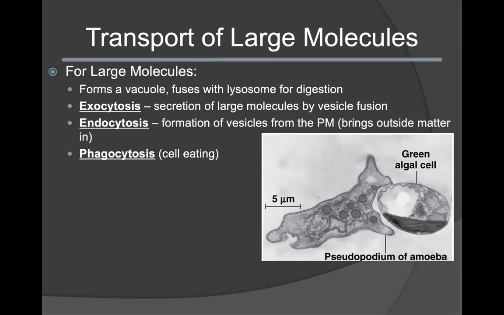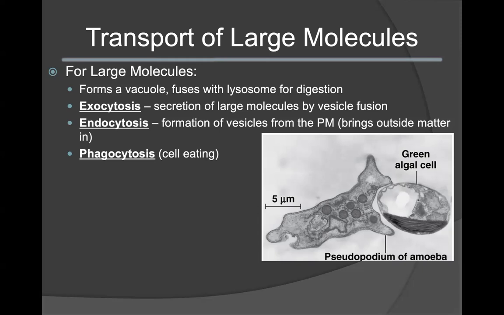Sometimes a cell would like to get large molecules into the cell, or a large volume of molecules, or specific molecules. In this instance, the cell will need to use endocytosis or exocytosis. This is when the cell will need to form some sort of vacuole in order to move these molecules back and forth across the membrane. Exocytosis specifically refers to secreting large molecules. These vesicles are going to fuse with the plasma membrane and release their contents to the exterior of the cell. Very important in getting rid of waste material.